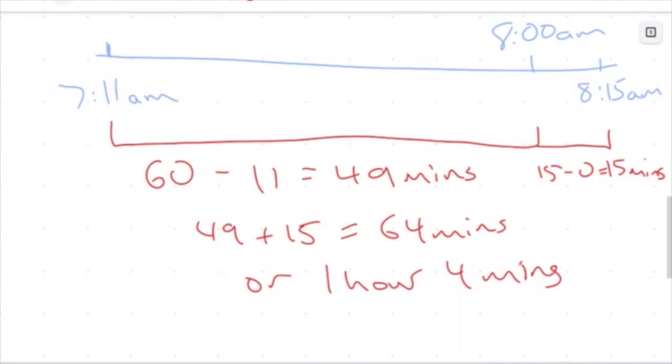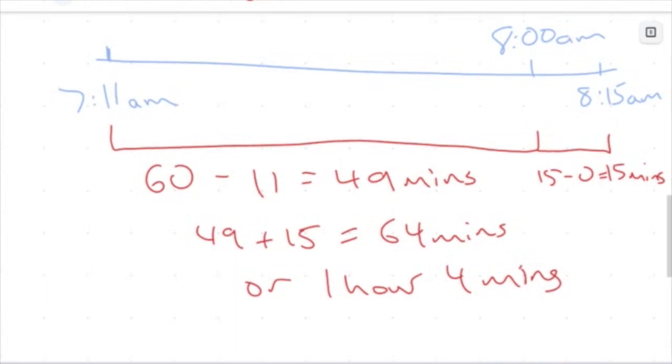You could have also said, which actually may have been a smarter way, well, 7:11 a.m. until 8:11 a.m. is 1 hour. And then I can say, well, there's just 4 more minutes between 8:11 till 8:15. So I get 1 hour and 4 minutes. So there's multiple ways to get to the same answer using this interval timeline I've drawn up here.